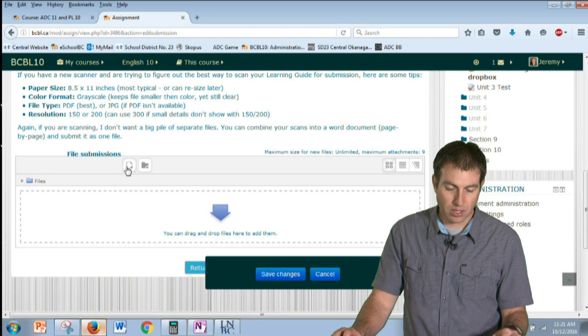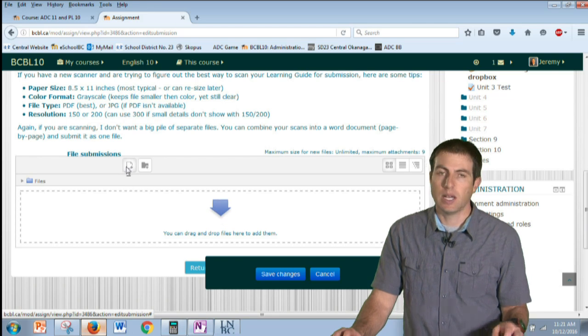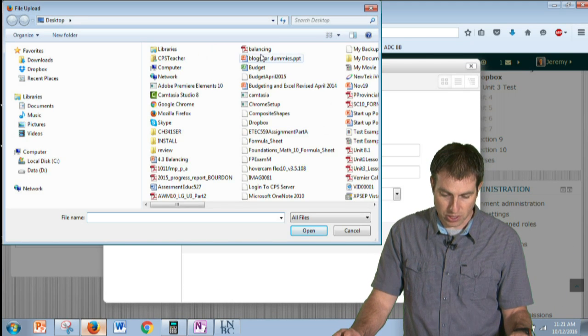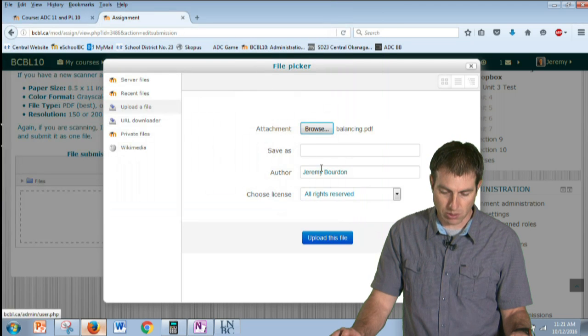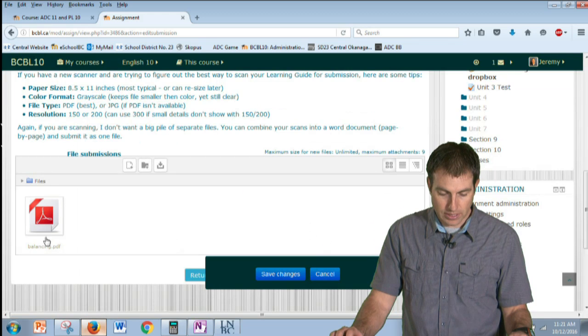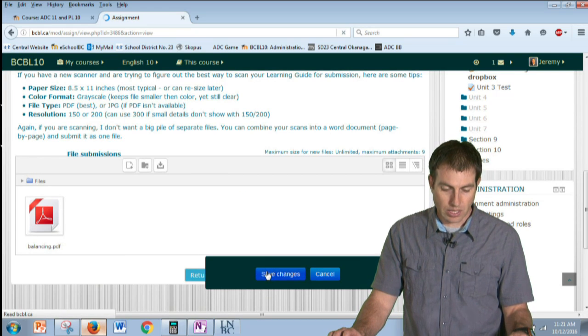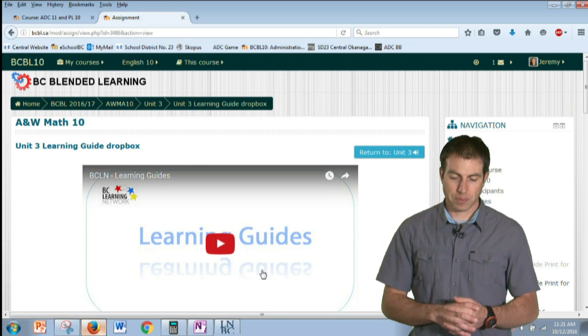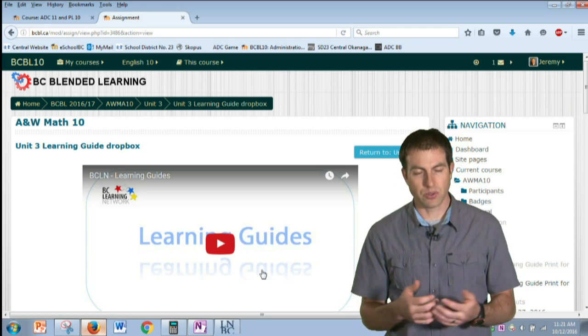to submit? So if I click on the little page with the plus sign, I can search through my computer under browse here and find a document. Balancing, sure, let's use that one. I go upload this file, and then the file will appear here, and then I go save changes. And once I've done that, I've submitted my learning guide. So that's the sort of process you guys need to go through to get that submitted.